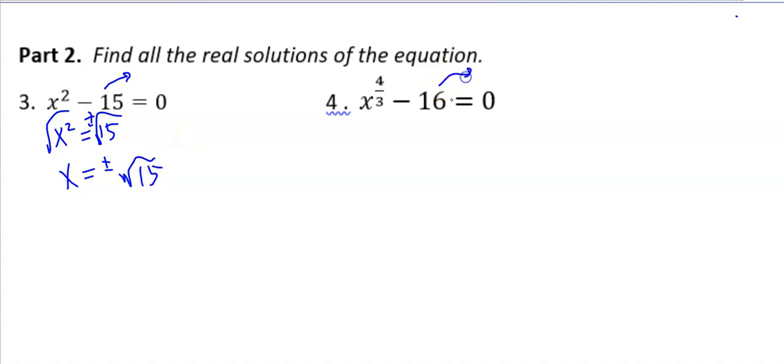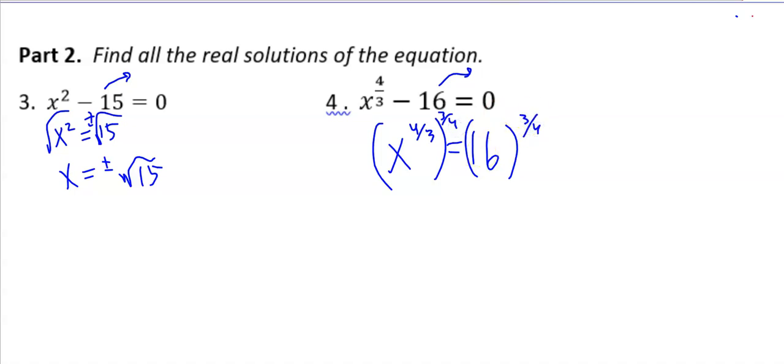And this one, again, we want to isolate that before we do anything. So we get x to the 4/3 power equals 16. Put both sides to the power of the reciprocal power, which is 3/4. Now notice we just took the 4th root, which is an even root of both sides. So don't forget to put plus or minus on one side here. So we're going to get x equals plus or minus 16 to the 3/4. So now we've got to evaluate that.